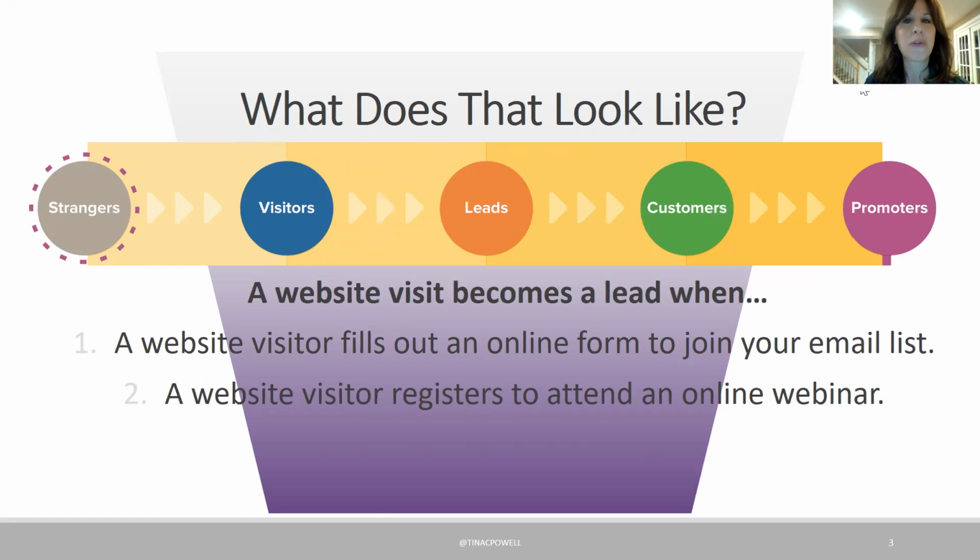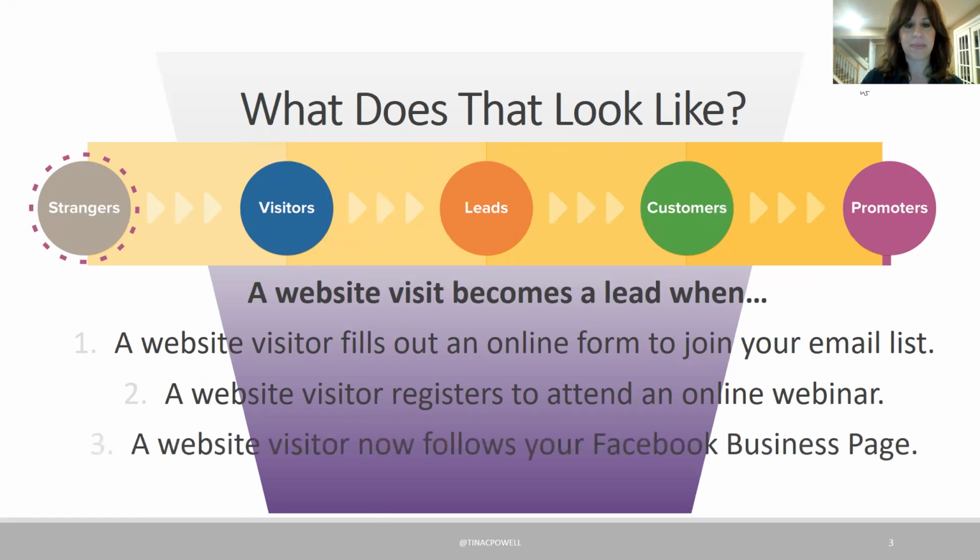In that case, they would give you a first name, a last name, an email address. And a website visitor can also like or follow your Facebook business page. What's important to think about is this: a visitor becomes a lead when that person is no longer anonymous, but has given you some identifiable piece of information. In this case, to join an email list, you usually need a first name and an email address. That can plug directly into a CRM system, and now you have that contact record.